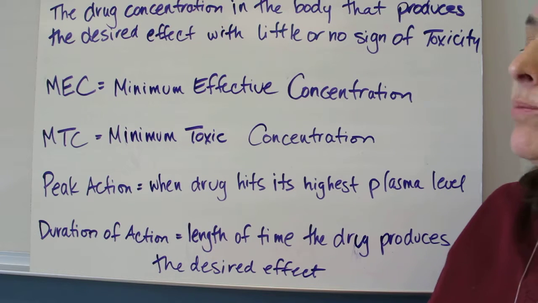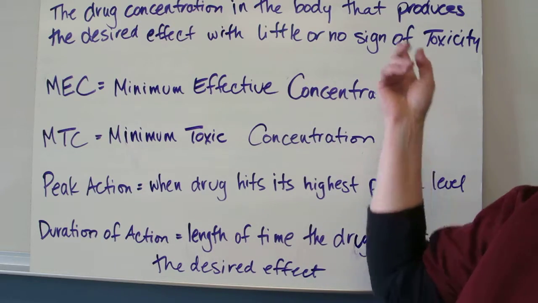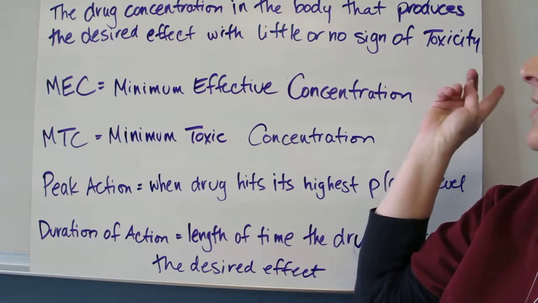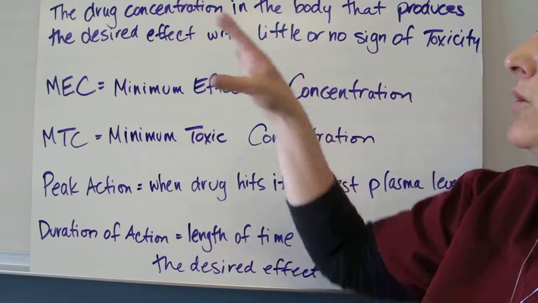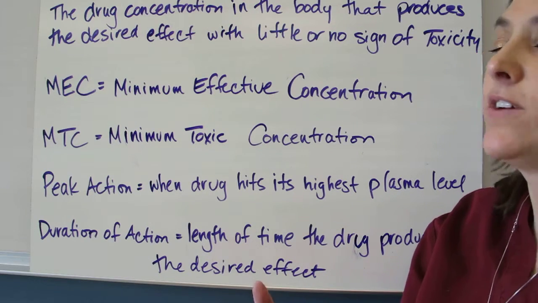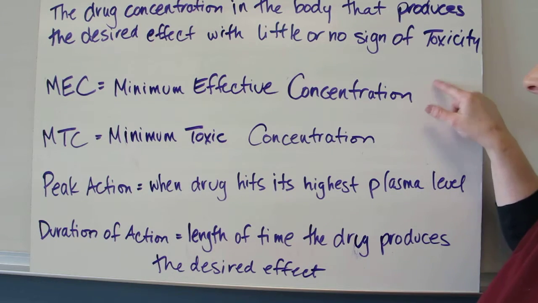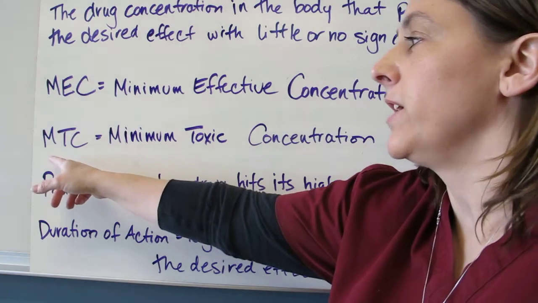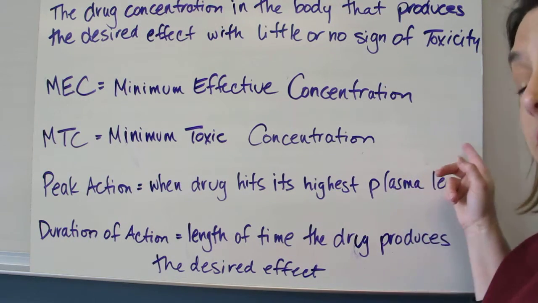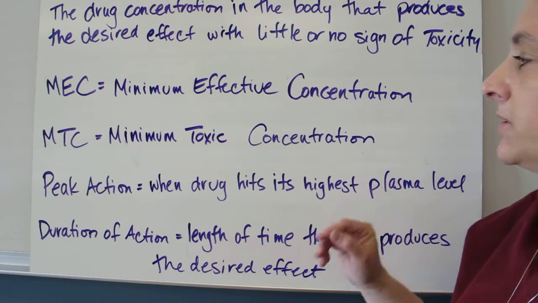So basically what therapeutic range dosing is, is that they take the drug concentration in the body that produces the desired effect with little or no side effects or signs of toxicity. Okay, so when you're in this therapeutic range, that is where you have effectiveness. This would be kind of like your ED 50, and then you have your minimum toxic concentration. This would be like your LD 50. Okay, so your therapeutic range is in between these two numbers.